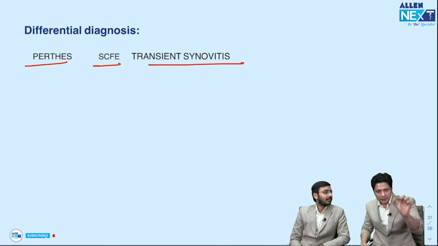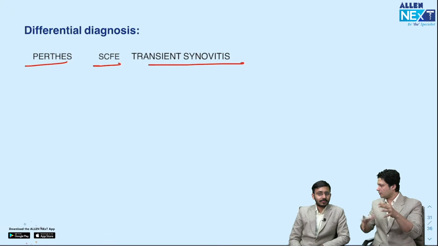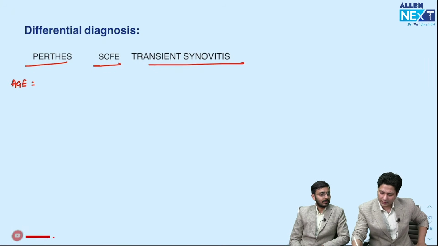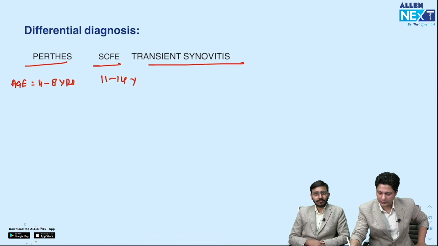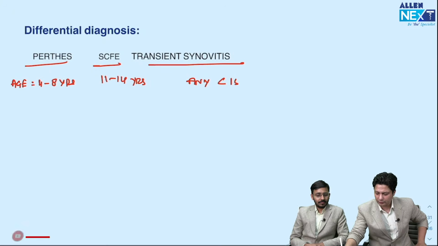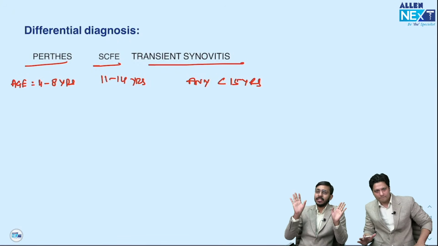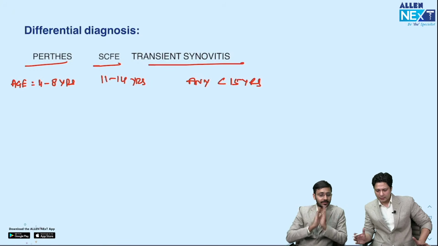As far as your question is concerned, these are the 3 findings which will always be provided in order to mark the correct answer. For Perthes, the age will always be in the range of 4 to 8 years. For SCFE, the age will always be from 11 to 14 or 15 years. For transient synovitis, it could be any age but under 15 years. All these are differentials of limping or hip pain in children. Three important differentials.